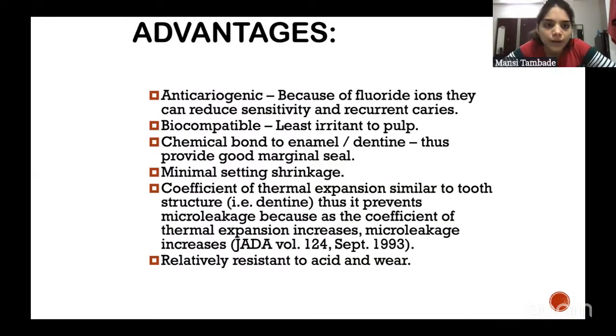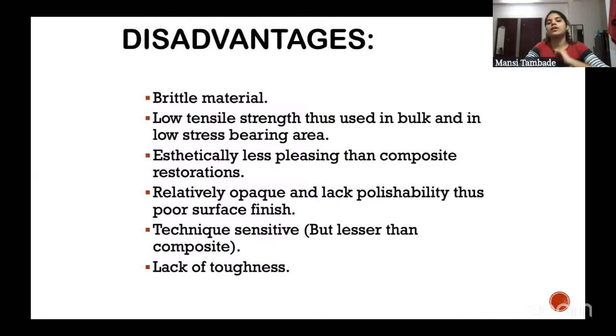Advantages: anti-cariogenic, biocompatible, chemical bond to enamel and dentine, minimal setting shrinkage, and a coefficient of thermal expansion near to the tooth. It is relatively resistant to acid and wear. Disadvantages: it's a brittle material, low tensile strength, aesthetically less pleasing than composite restorations, relatively opaque and lacks polishability. It is technique sensitive and lacks toughness.